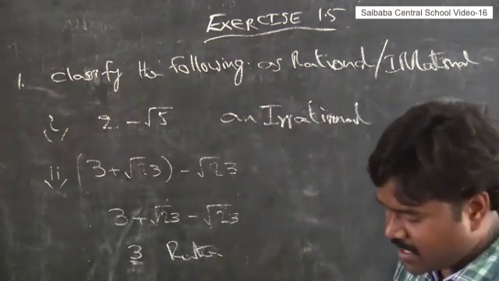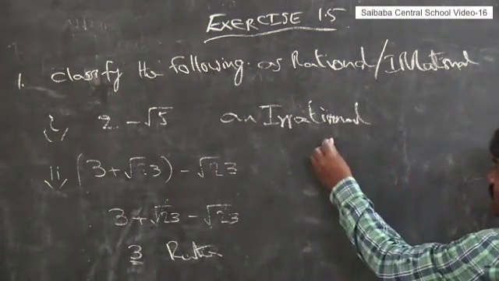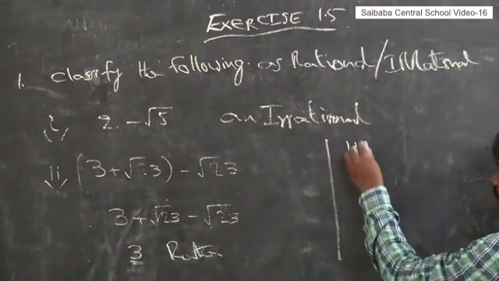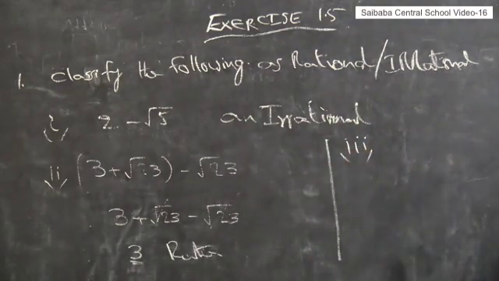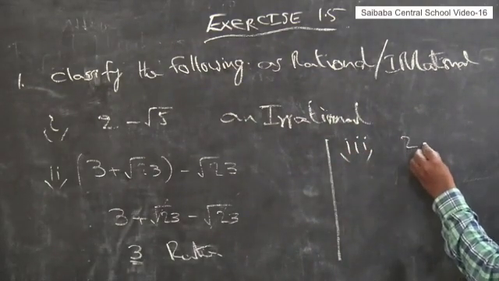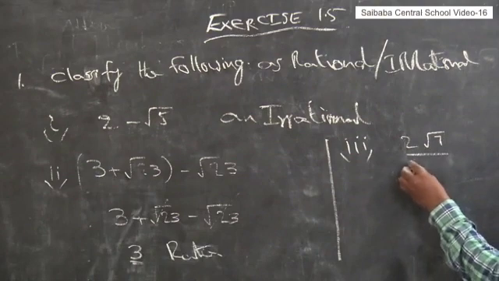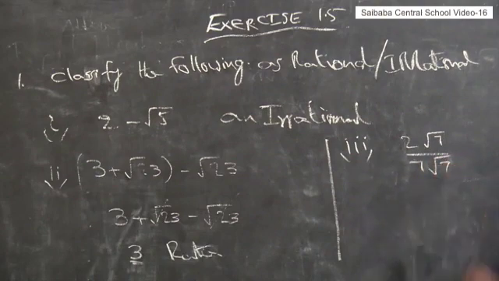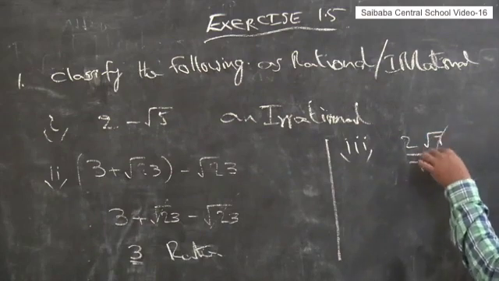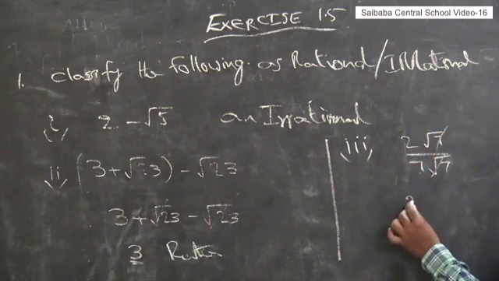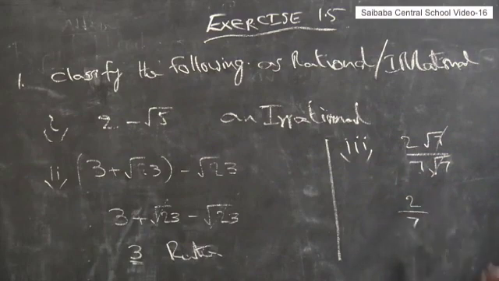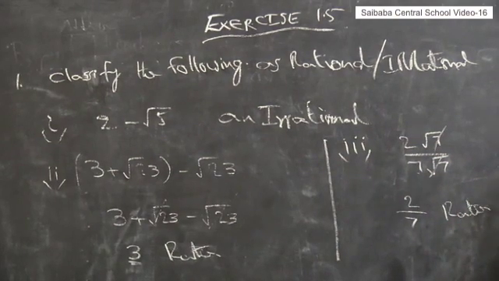One more question I want to explain, question number 3: 2 root 7 by 7 root 7. What type of answer is it? Here also simplification is needed. Root 7 cancels, and 2 by 7 is the answer. Now what is 2 by 7? It is a number in the form p by q, so this is rational. That is the first problem. I leave 2 problems for you to solve.